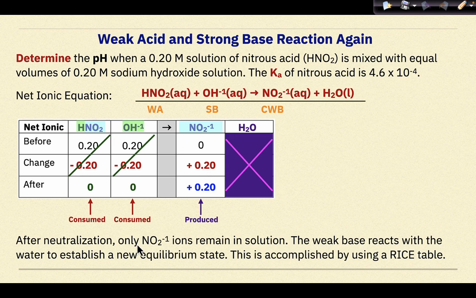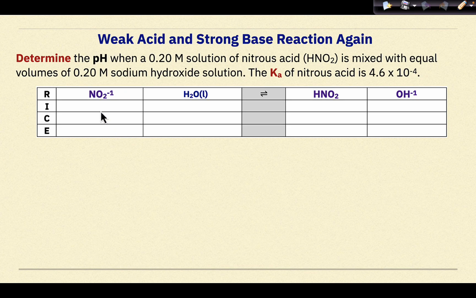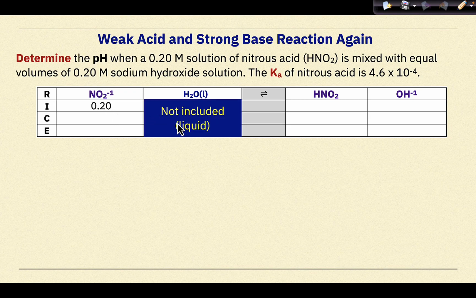The weak base reacts with water to establish a new equilibrium state. This is accomplished using a Rice table. So after neutralization, 0.20 molar NO2-1 ions exist in solution. Water is needed as a proton donor to the weak base, but is not involved in the calculation of pH. No HNO2 nor OH-1 ions are initially present. Some amount of NO2-1 ions will react with the water to produce HNO2 and OH-1.